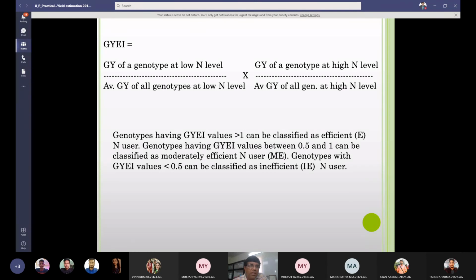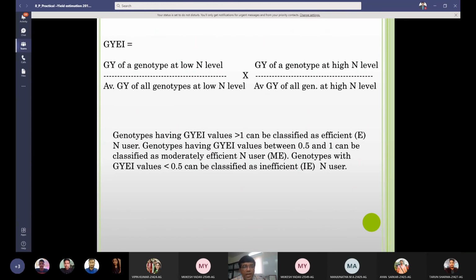Easily you can calculate. Now suppose you have conducted a field experiment, and in this field experiment you have used 5 genotypes or 6 genotypes or 10 genotypes, and then you have used 4 levels of nitrogen: 0, 30, 60, 90. So you have used 4 levels of nitrogen and 10 genotypes. Then you can work out this index. For example, grain yield of a genotype at low nitrogen level. Your levels were 0, 30, 60, 90. So your low level is 30 and your high level is 90. The last level is 90, so 90 is the highest level and 30 is the lowest level.